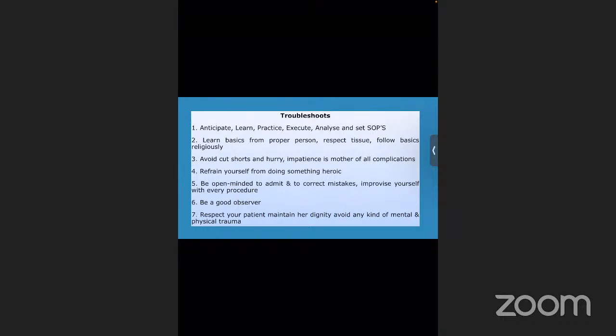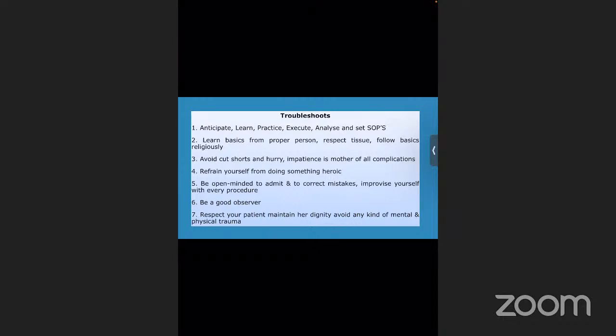Refrain from doing something heroic. See, I am telling this because sometimes people try to do something heroic, try to cut short some steps, and in one case or another, they may commit complications. So refrain yourself from doing something heroic.